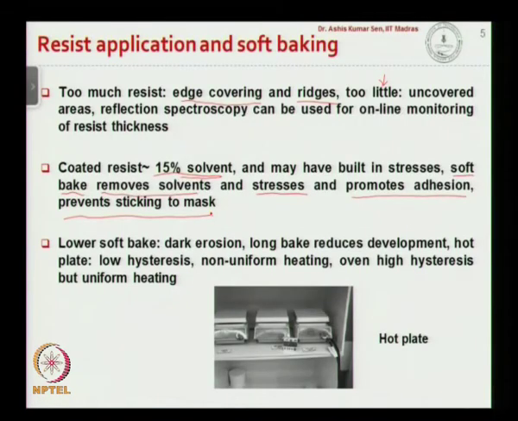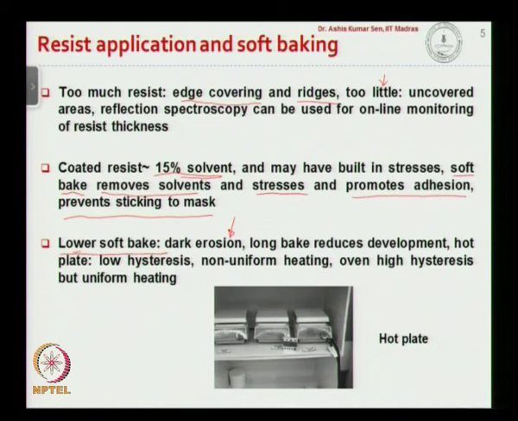The baking temperature is very important. If the baking temperature is lower than what is optimal, then you have dark erosion. Dark erosion means some parts of the photoresist from different points are going to be removed and will end up in the developer solution when you do the development, because the baking is not optimum. So there will be holes inside the photoresist, because it is not properly baked. That is known as dark erosion.